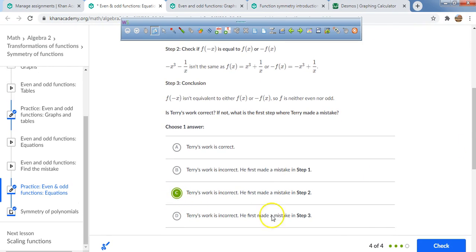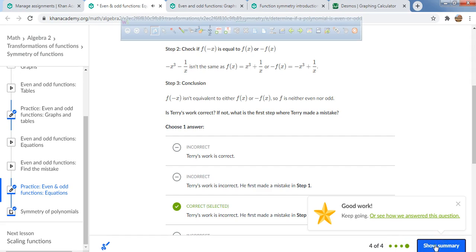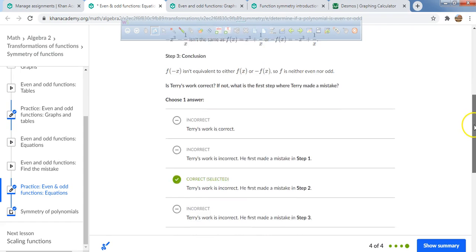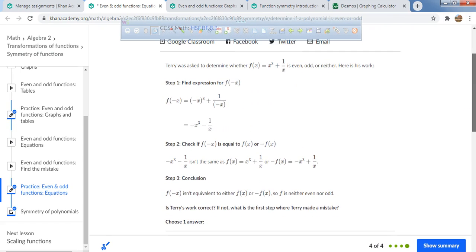And it was in step number 2. And that's all you have to do. It takes a little bit of time, takes a little bit of energy, but this is one of the things where you just don't click on the answers. You look at it, you read it, and you attempt to do the problem the way I taught you.